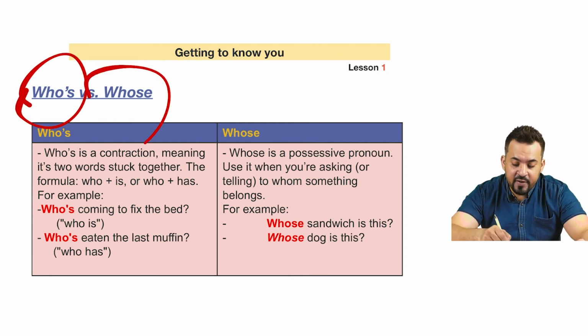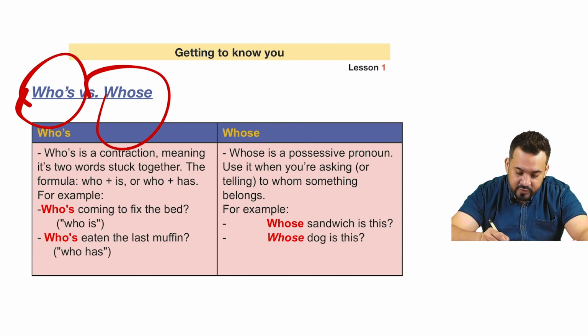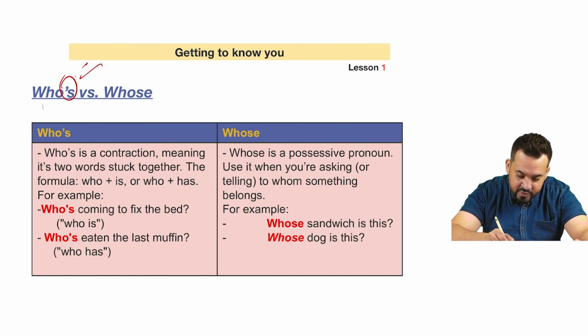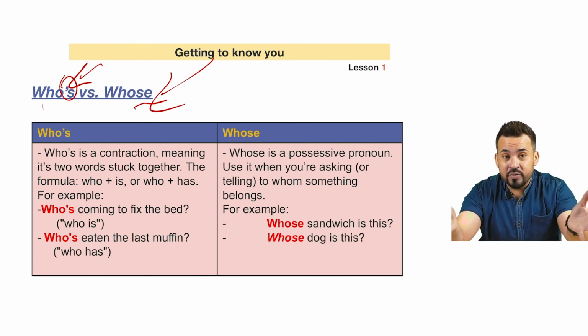Now let's talk about who's and whose. As you can see, they're different. They're not the same. One has an apostrophe. Okay, so one has an apostrophe, as you can see here, and one has an SE at the end. Now, they both sound the same, but they are completely different.